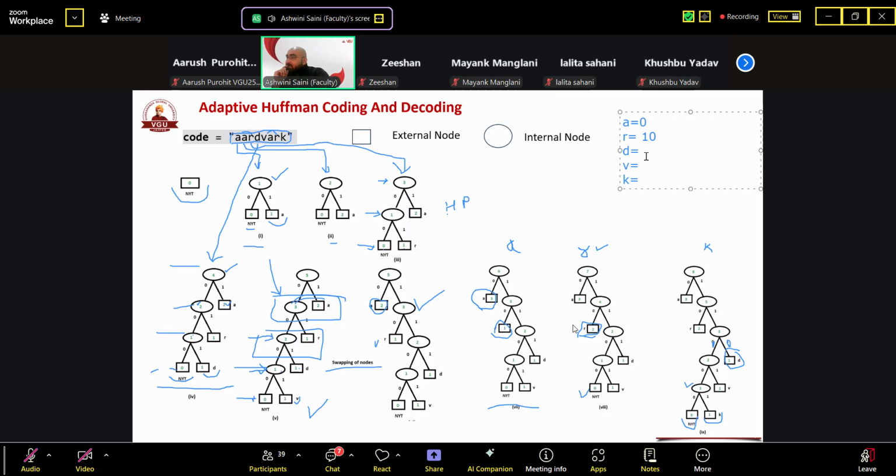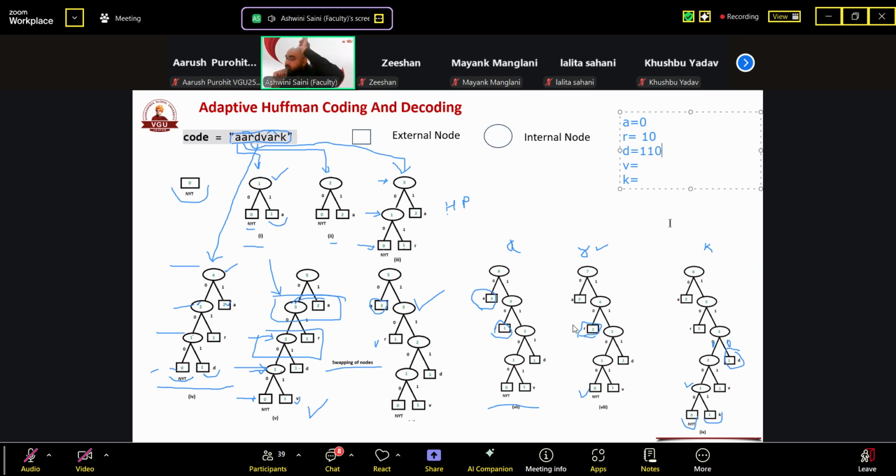And next is D. Where is D? D is there. But D will be on the left side. So D will have a value 0. So 1, 1, 0 will be used for D.